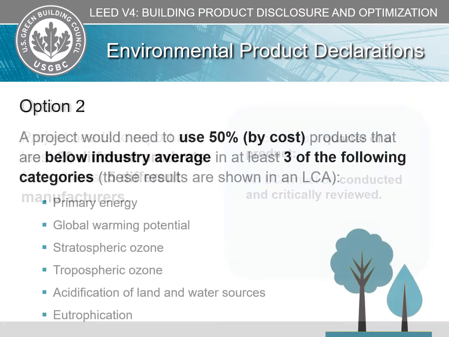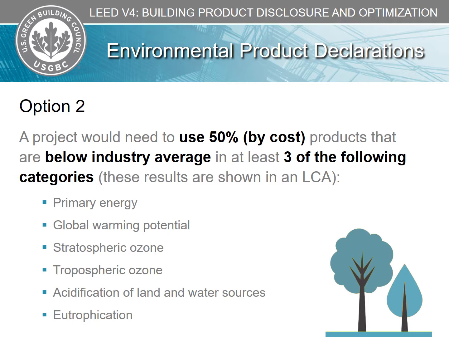In order to achieve the second point in the credit, Option 2 allows a project team to submit documentation based on their EPD data, showing that 50% of their products by cost are below the industry average in at least 3 of the following categories: primary energy, global warming potential, stratospheric ozone, tropospheric ozone, acidification of land and water sources, and eutrophication. These results tend to come from life cycle assessments, which would typically require both the product and the industry to have commissioned EPDs, which capture all of the necessary life cycle data for both for comparison.